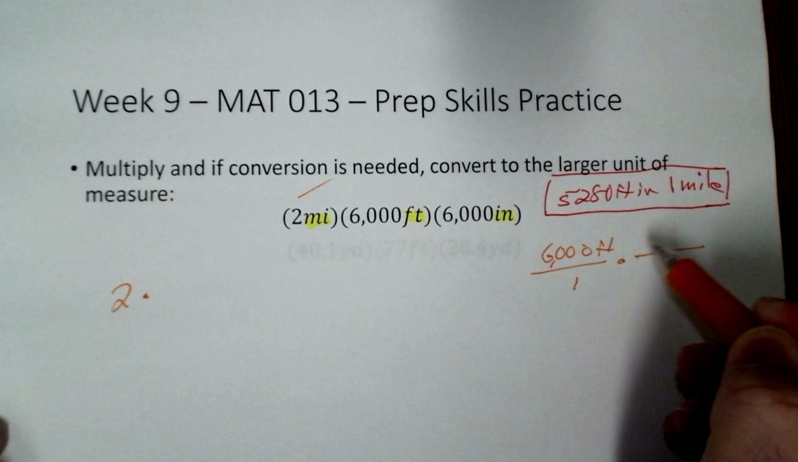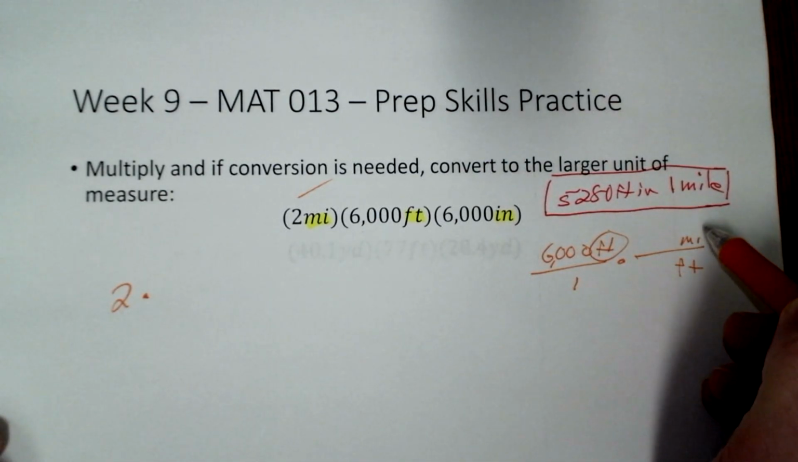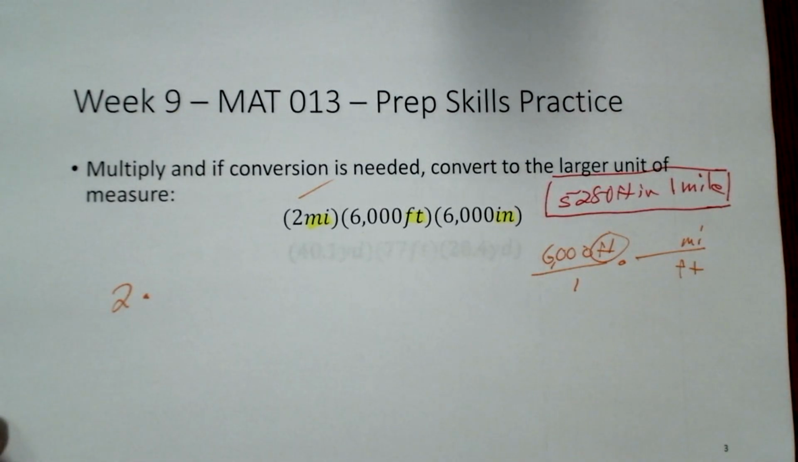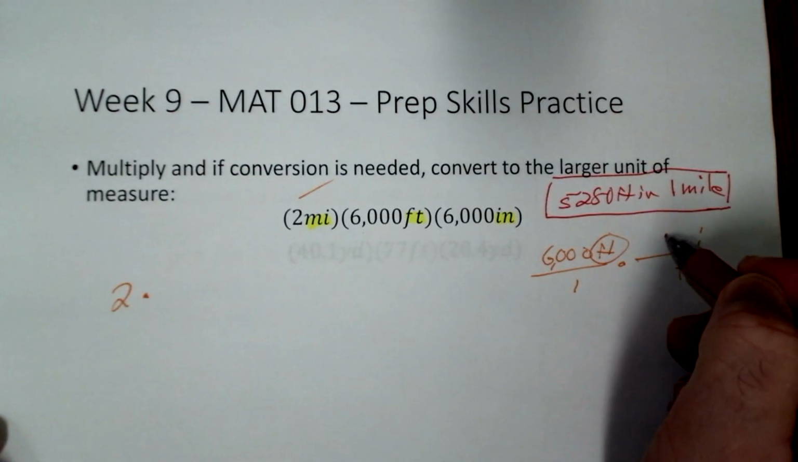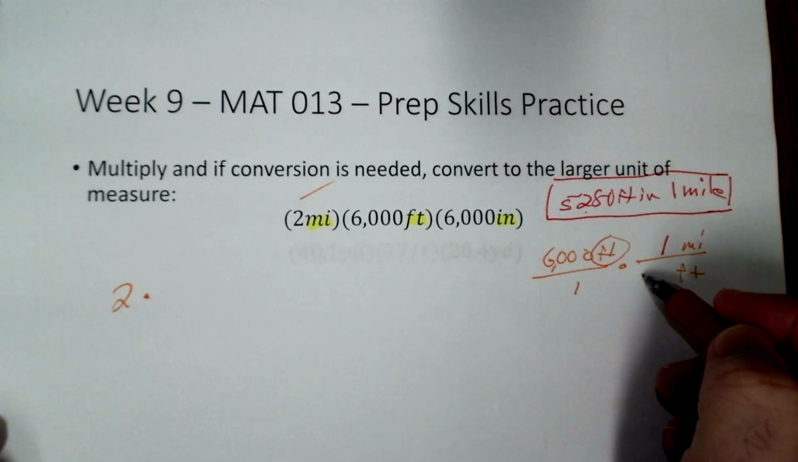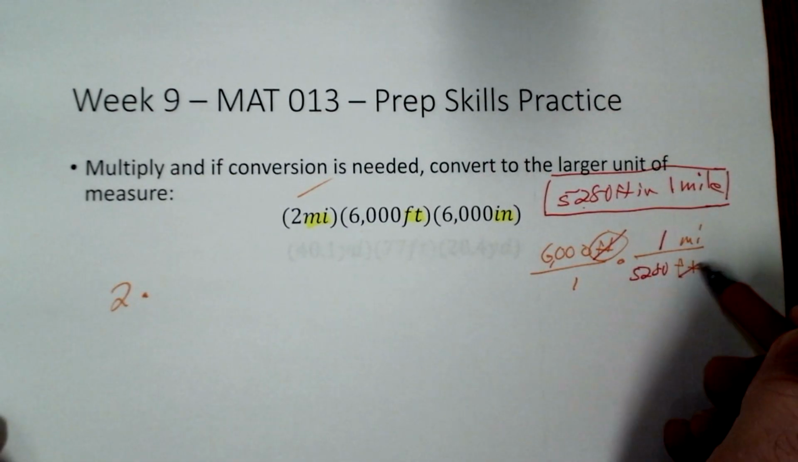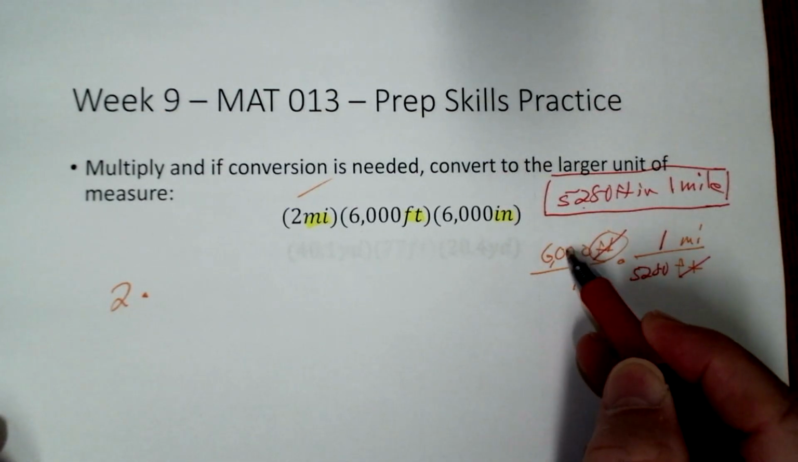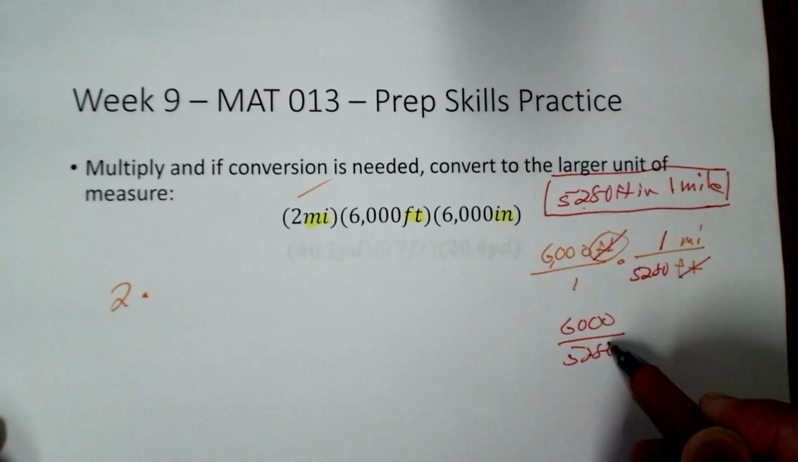We're going to multiply it by, again, whatever our unit of measure is goes here, mile goes there. Then we ask ourselves on the right side of the equation, which is larger, a mile or a foot? Well, of course, a mile is. And in 1 mile, how many feet do we have? Well, we now know there are 5,280. We multiply straight across, the feet are going to cancel out. We're left with 6,000 over 5,280.